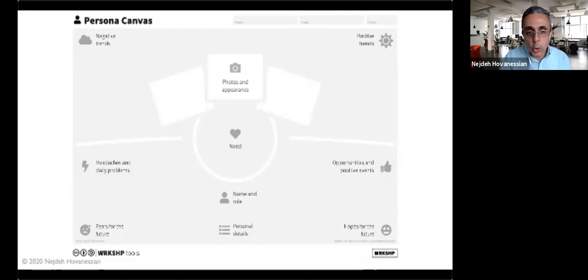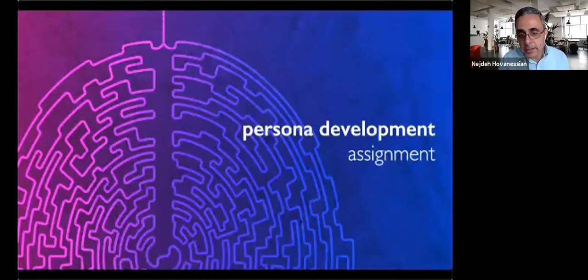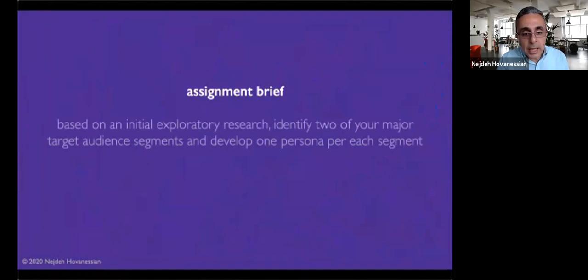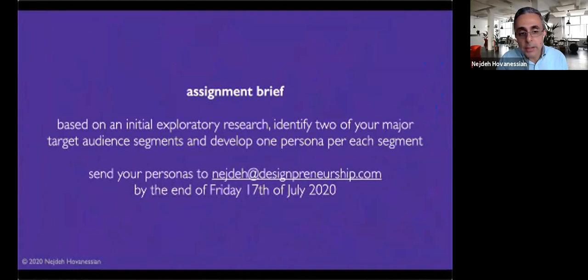So what do you need to do next as an assignment before your next session, which is not related to design thinking, is this. The assignment brief is this. Based on an initial exploratory research, identify two of your major target audience segments and develop one persona for each segment.